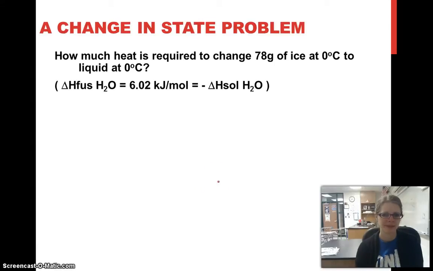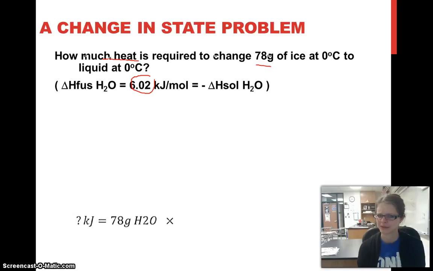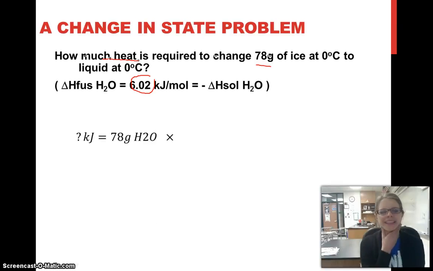Let's go back to the mole map. To loosen the IMFs, it'll take 6.02 kilojoules per mole. But let's say you happen to have 78 grams of ice, and you want to know how much heat it will take to melt 78 grams of ice. This brings me back to stoichiometry, where I say to myself, question mark kilojoules is equal to 78 grams of water. From here, it's just a stoich problem. If you want to pause it and try it yourself, go for it, but I'll help you through it.